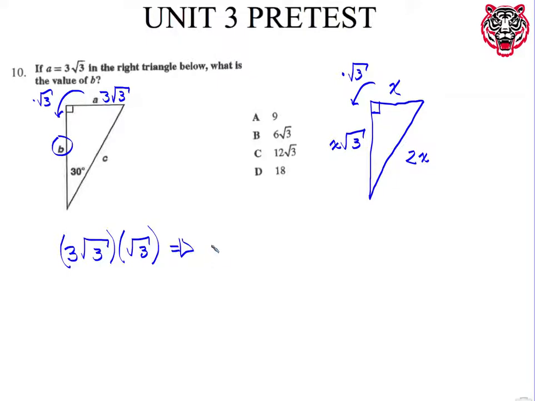I'll write this out really slowly. 3 times square root of 3 quantity squared. There are 2 of these square roots of 3's. Square root of 3 times square root of 3, square root of 3 squared. The squared and square root cancel each other out, and I'm left with 3 times 3. The correct answer is 9.